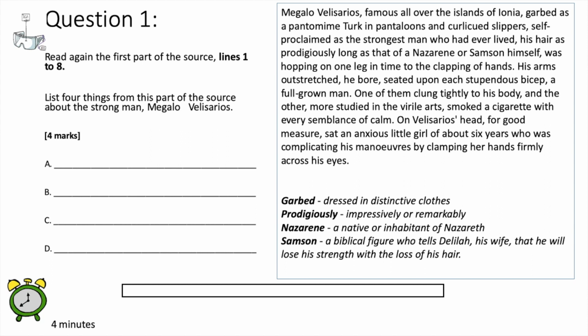You may want to use your highlighter at this point to simply highlight or underline any information in this part of the text about Magalo. Once you have highlighted these sections, simply list 4 of those points on your answer paper. You don't have to copy them out verbatim, but if you do, that may not affect your mark. You have 4 minutes to answer this question. Off you go.